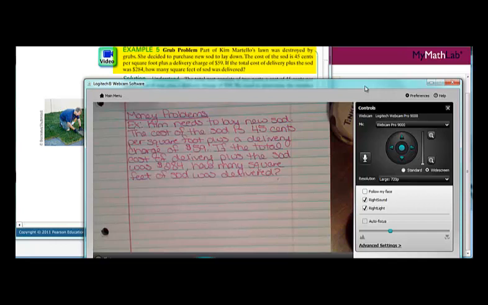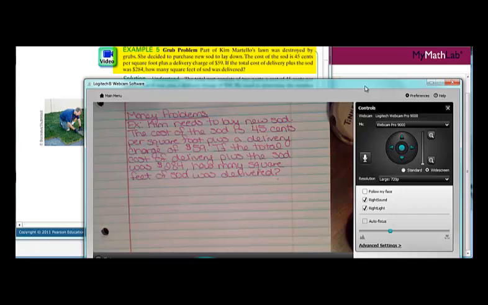Part of Kim Martello's lawn was destroyed by grubs. She decided to purchase new sod to lay down. The cost of the sod is 45 cents per square foot plus a delivery charge of $59. If the total cost of delivery plus sod is $284, how many square feet of sod was delivered?